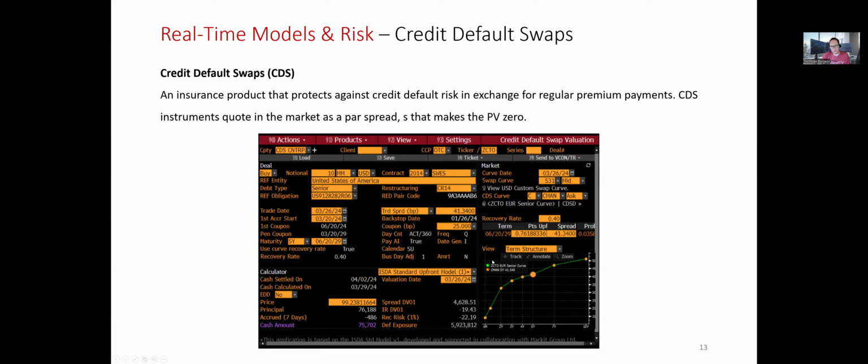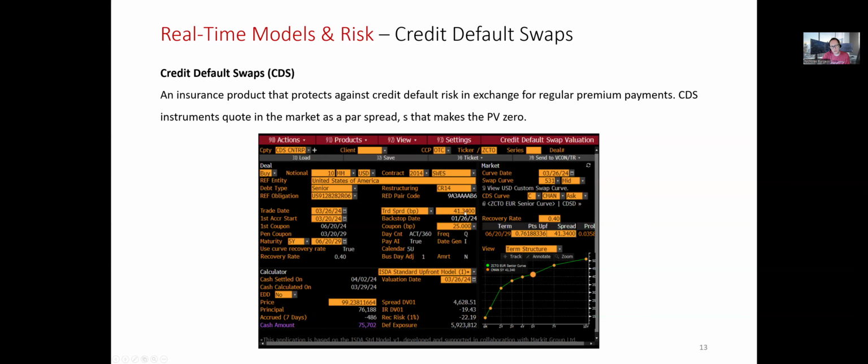Very briefly, this is the CDSW page in Bloomberg, where I'm pricing a credit default swap for 5 years on the US government. A credit default swap is an insurance product that protects against credit default risk in exchange for regular premium payments. So it's a risk transfer from the buyer to the seller of protection, and CDS instruments quote in the market as a par spread. You can see here 41.34 is the par spread.